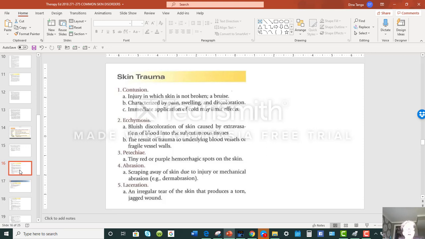Ecchymosis. Bluish discoloration of skin. The Smurfs had ecchymosis. Caused by extravasation of blood into the subcutaneous tissues, the result of trauma to underlying blood vessels or fragile vessel walls.